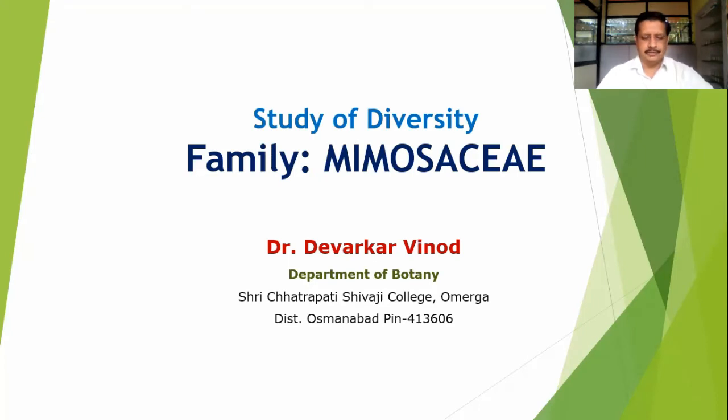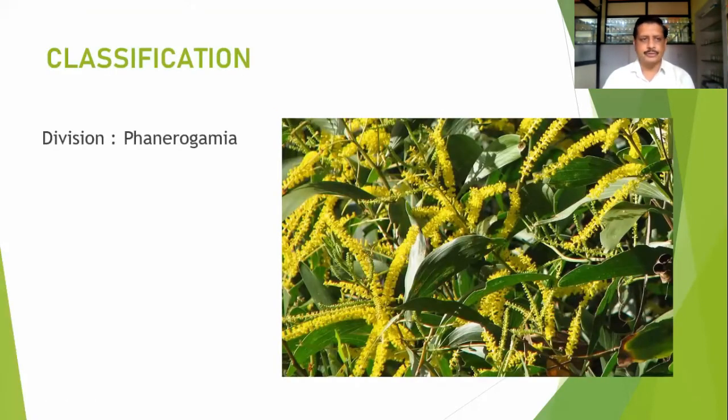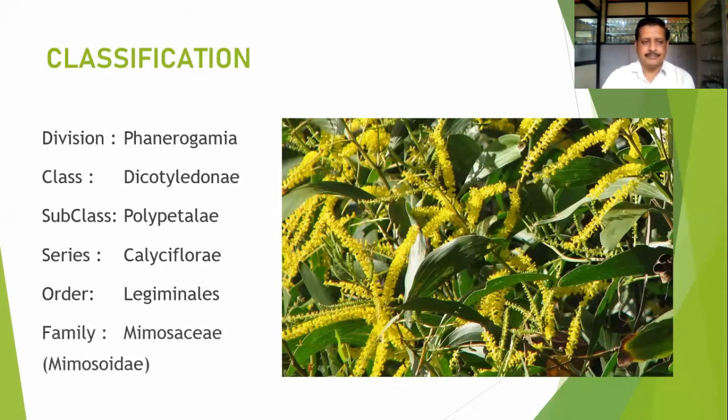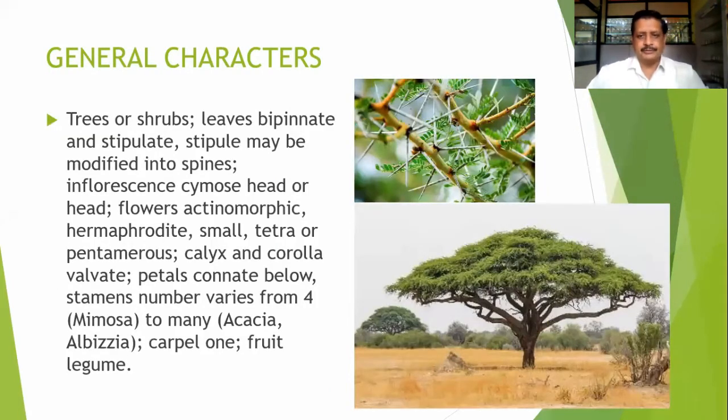Let's start with family Mimosaceae, belonging to the division Phanerogamia, where the flowering plants are there. Class Dicotyledonae, where we find the seeds are having two cotyledons. Subclass Polypetalae, where petals are free, is Calyciflorae. Order Leguminales, where the fruit type is legume, and the family Mimosaceae. Bentham and Hooker has classified it as Mimosoideae, the subfamily of family Leguminosae. We know this is the most important and most common family in our region.